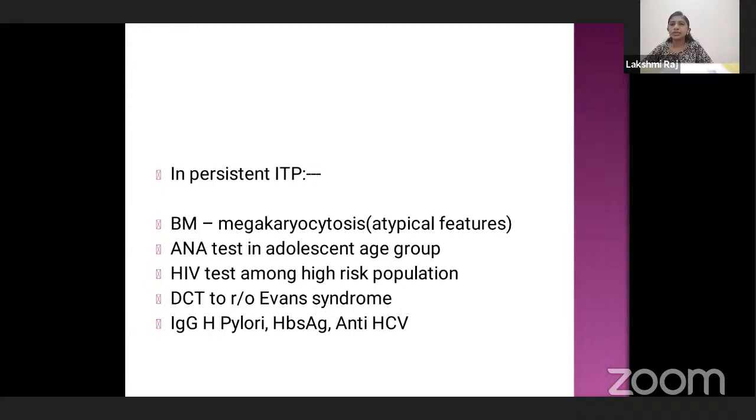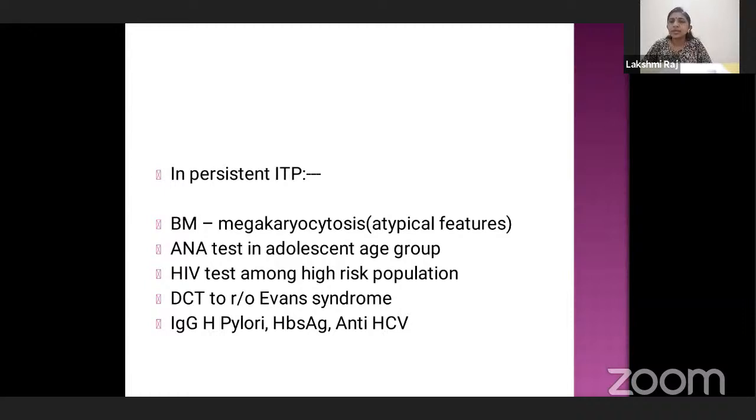And what will the bone marrow show? It will show megakaryocytosis. That is because the platelets are being destroyed, the bone marrow will work more and more and produce more megakaryocytes, and that will cause megakaryocytosis. And bone marrow, we usually do when there are atypical features. Like if we are suspecting a malignancy, we are suspecting some other bone marrow failure syndromes or any congenital conditions like Fanconi, like that. If we are suspecting something like that, we do a bone marrow.